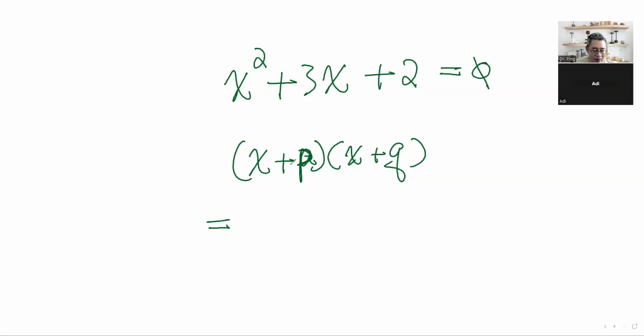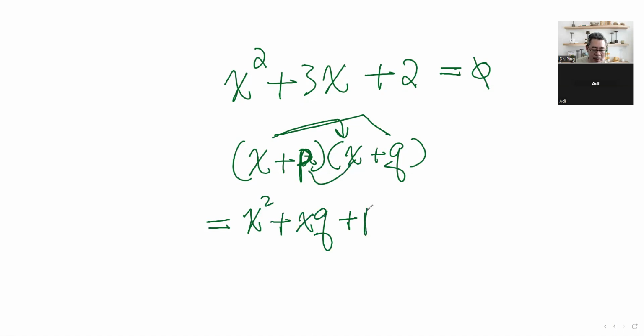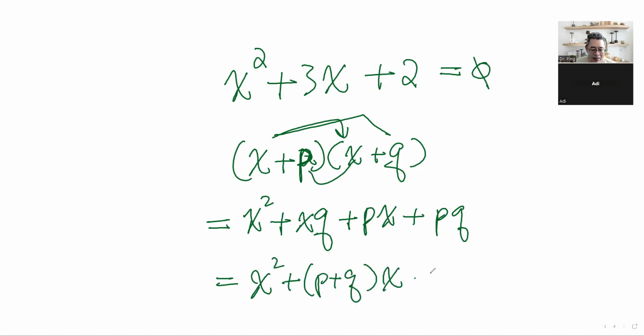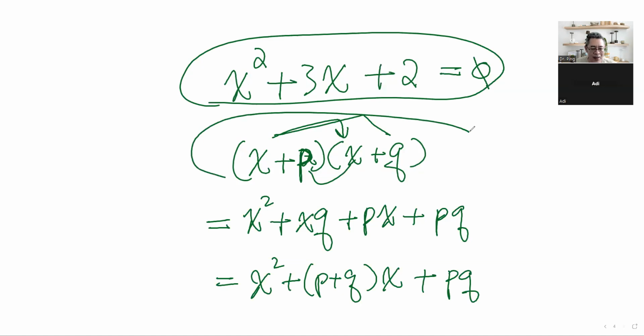Then by what we know, if we do the FOIL, we know x times x is x squared, then plus x times q, xq, then plus p times x, then plus p times q. So now we have x squared plus (p plus q)x plus pq. Now, that means if we're going to turn this into something like this, and that's what we're trying to do, then these two numbers multiplied should give us this, and these two numbers added should give us this. Good?